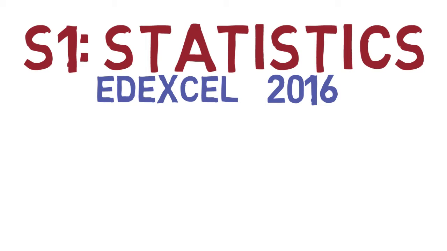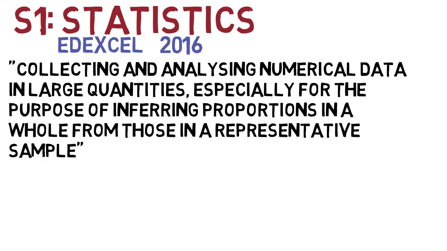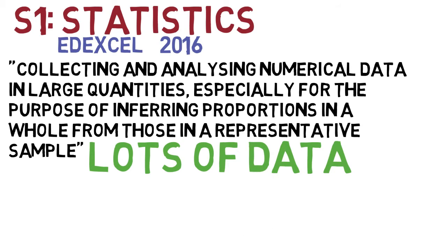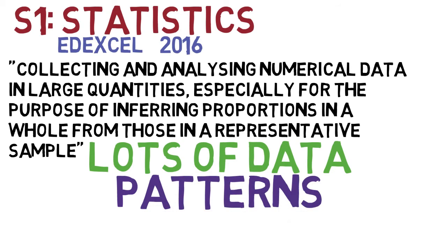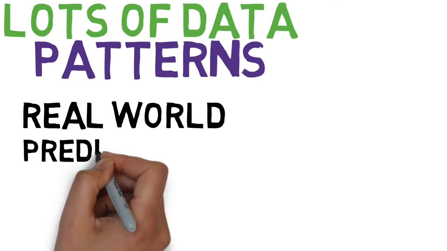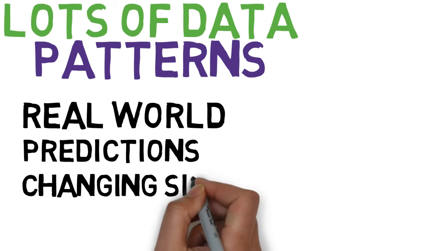First, let's take a look at what statistics consists of. The technical definition of statistics is the practice of collecting and analyzing numerical data in large quantities, especially for the purpose of inferring proportions in a whole from those in a representative sample. Put more simply, statistics consists of looking at lots of information and finding the patterns in it. This is very useful in a lot of real-world situations, where we may want to predict possible outcomes and anticipate what will happen if we make certain changes to situations.